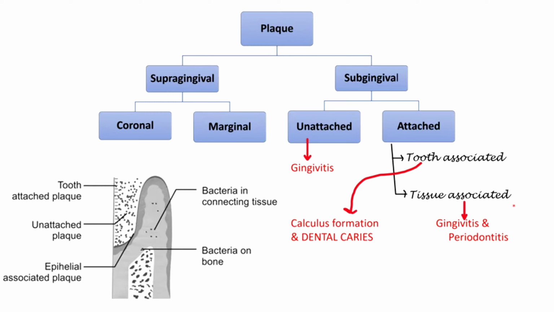Next is the tissue associated plaque. This is the tissue and this is the tissue associated plaque. This is responsible for causing gingivitis and periodontitis. It can come in contact with the bone too. You can see bacteria in the connective tissue, bacteria in the bone, bacteria associated with the epithelium. Hope this classification is clear.